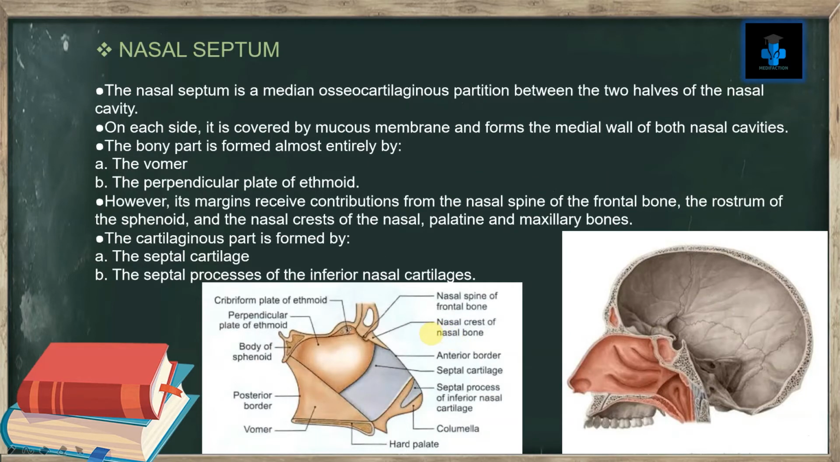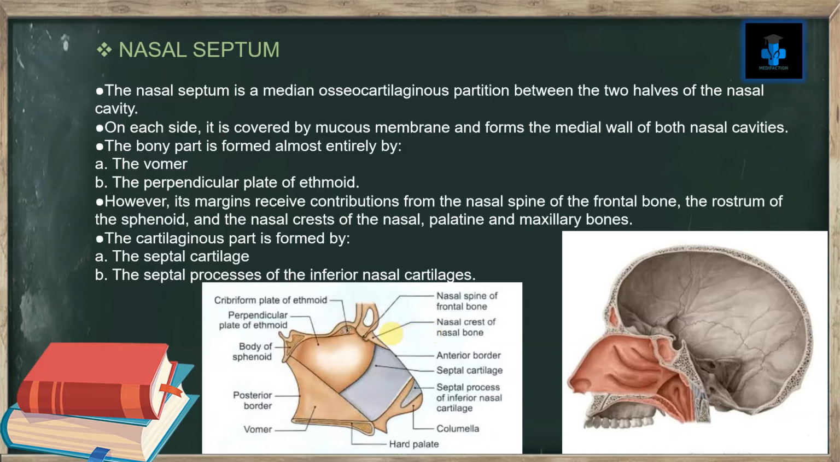Nasal septum. The nasal septum is a median osseo-cartilaginous partition between the two halves of the nasal cavity. On each side, it is covered by mucous membrane and forms the medial wall of both nasal cavities.